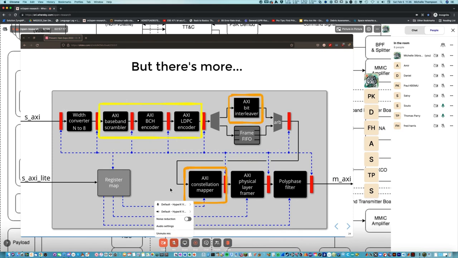We didn't cover bit interleaver, constellation mapper, physical layer framer, and polyphase filter.